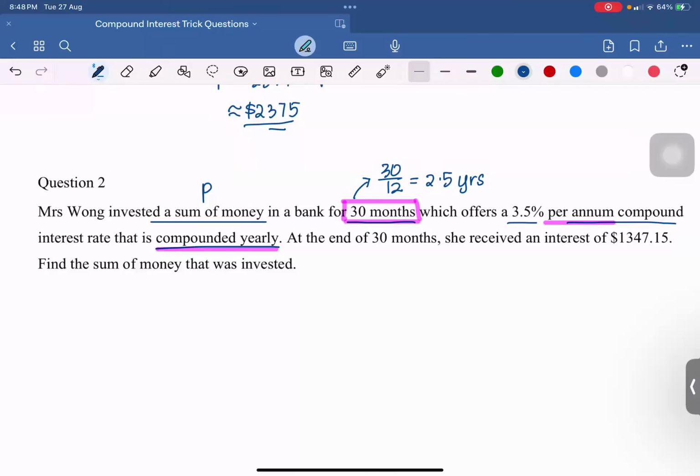Okay, so this first step we must remember. Next, at the end of 30 months, she received an interest of this amount. Question, is this the principal amount?